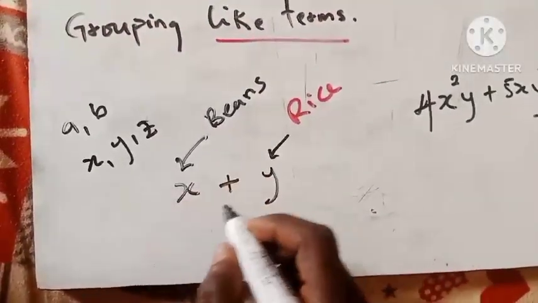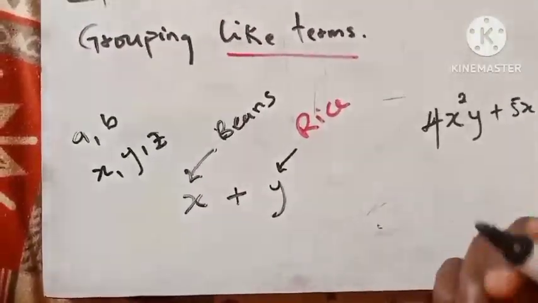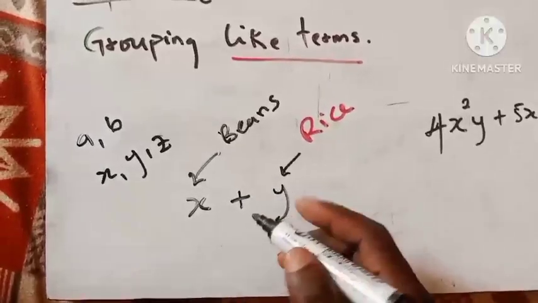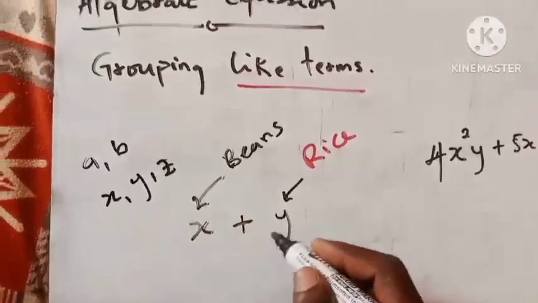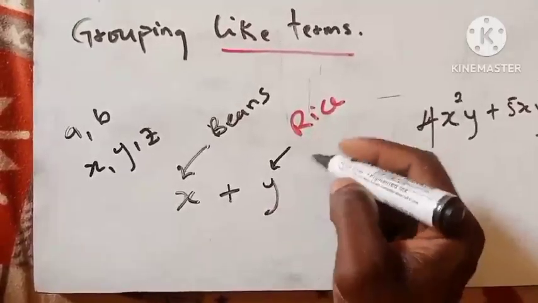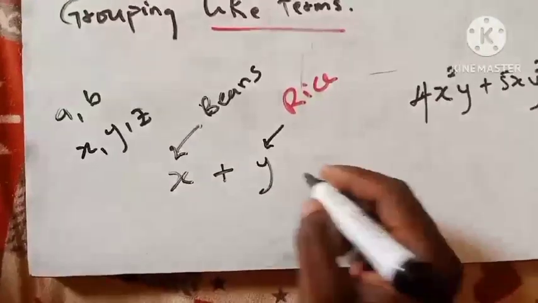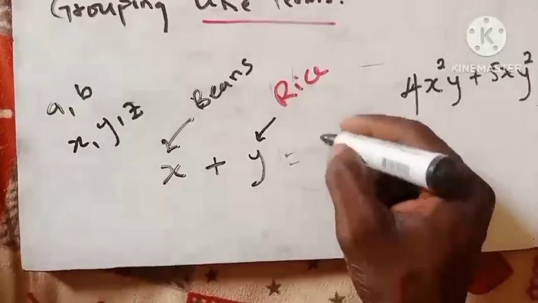Have you seen how mathematics uses letters and symbols to convey real life problems? That is what mathematics does. This is where algebraic expressions come in. We are using letters to represent something, anything that you can think of. So maybe you are buying beans and rice at the restaurant, and let's say this is equal to 10 cedis.